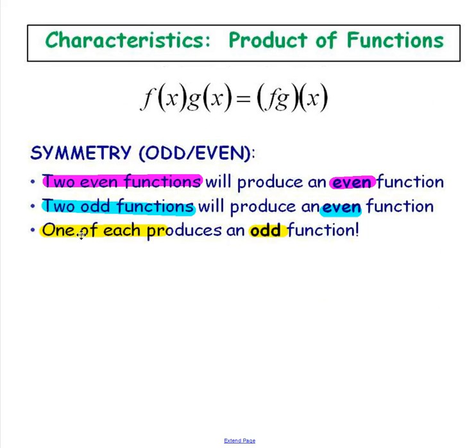This is just extra stuff. If you have two functions that are both even and you multiply them together, you're going to get an even function. If you have two odds that multiply together, you can get an even function as well. And when you have one of each, so one odd, one even, if you multiply them together, you're going to get an odd function.